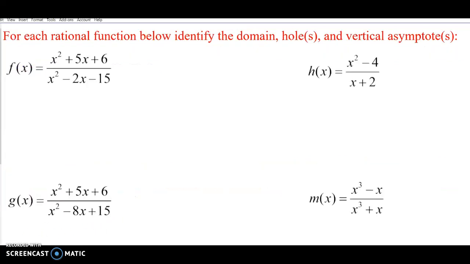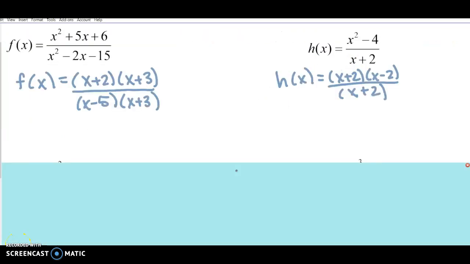Let's do that for a couple of these, and let's start by looking at f of x. What I'd like you to do right now is go ahead and pause me, and factor really all of these. I'd like you to factor f of x, h of x, g of x, and m of x. So put me on pause and factor them all.